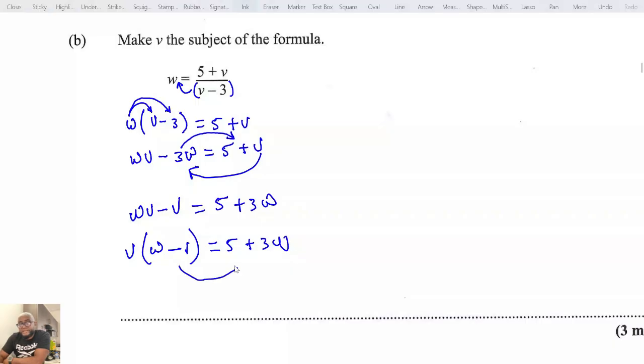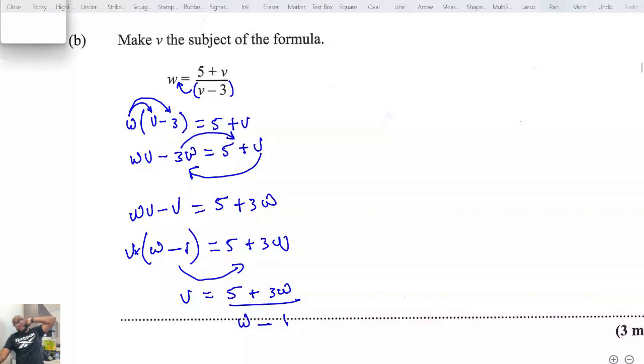Now we take the W minus 1, carry it to the side, and what do we do with it? You divide because multiplication is understood here. So V is equal to (5 plus 3W) divided by (W minus 1). Is V now the subject of the formula? Yes, it is. Should I make corrections?